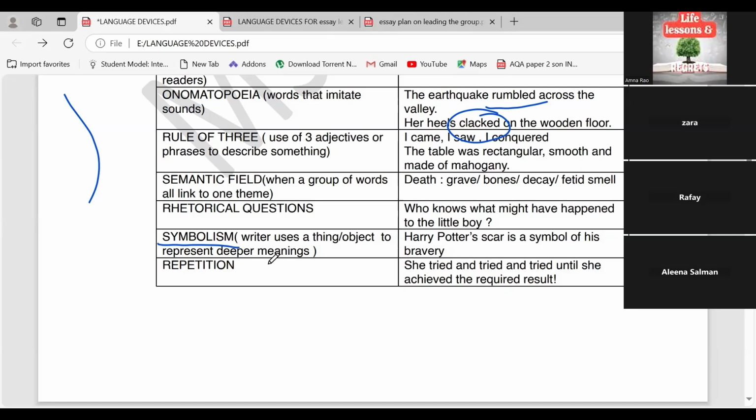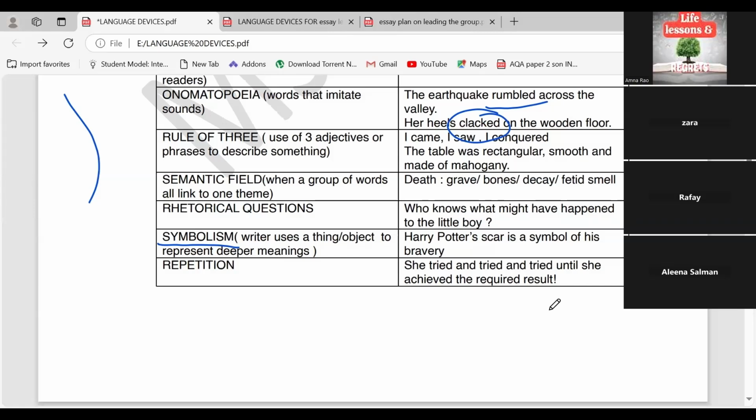Repetition: use repetition in your writing, not repeating the words without purpose. For example, students use the word again and again. I saw this, I saw that, and then you are using "then" as well. Then. Don't use that. Use repeated words because you have a purpose. For example, she tried and tried and tried until she achieved the required result. So beta, tried and tried and tried. This is what she's repeating. Why? Because the writer wants to stress the fact of how much she struggled.